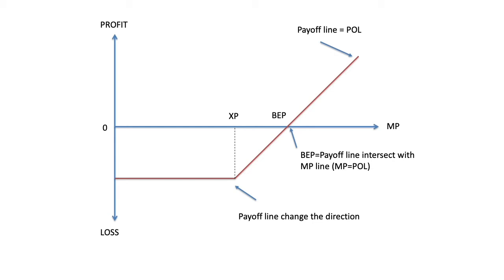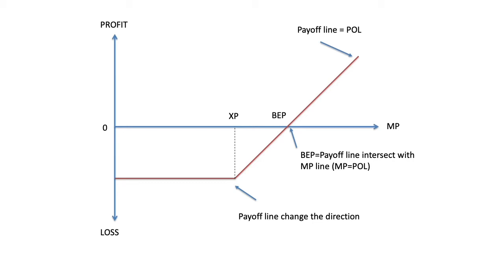If you look at this diagram, there are 2 points that you need to label in your diagram. The first one: when you see the payoff line change direction, you must label that point with the exercise price of the option contract. So the option exercise price, or strike price, of the option contract, you need to label it when the payoff line changes direction. Next, the second point that you need to label in your payoff line is the break-even price.